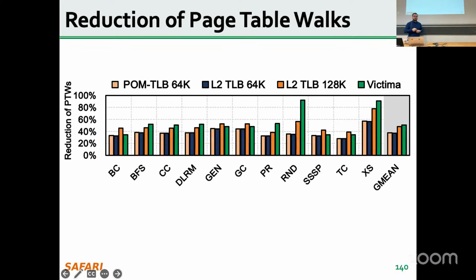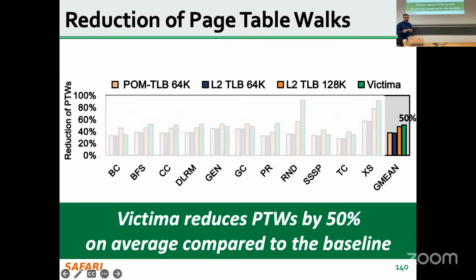Where does this come from? It comes from the reduction of the page table walks. So Victima can reduce the page table walks by 50% on average compared to the baseline system because of the very high reach in the L2 cache.